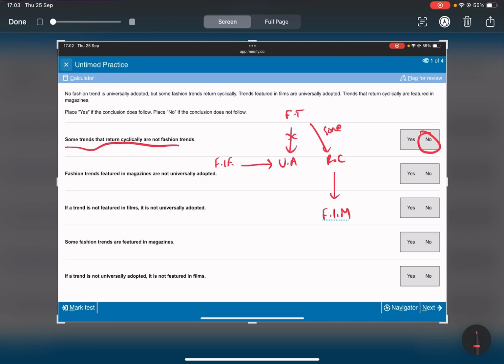No, because it could be that only fashion trends return cyclically. Fashion trends featured in magazines are not universally adopted. There's not enough information there. If it's not featured in films, it's not universally adopted. Not necessarily. Because trends featured in films are universally adopted, but you could be featured somewhere else and still be. It doesn't say only, for example. If it said only here, then that would be right, but not here. So some fashion trends are featured in magazines, yes. If a trend is not universally adopted, it is not featured in films, yes, this is true.